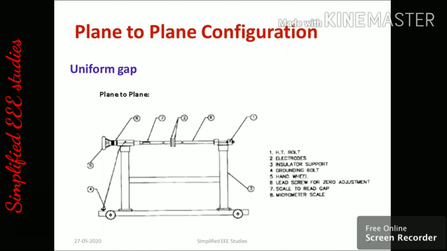Now let's explain how to measure spark over voltage or breakdown voltage by using plane to plane configuration. Initially you have to perform zero settings. That means the distance between two plane electrodes should be maintained at zero by using the scale. These scales will be assisting, and by using the hand wheel you can maintain the gap distance equal to 0. That is known as zero settings.